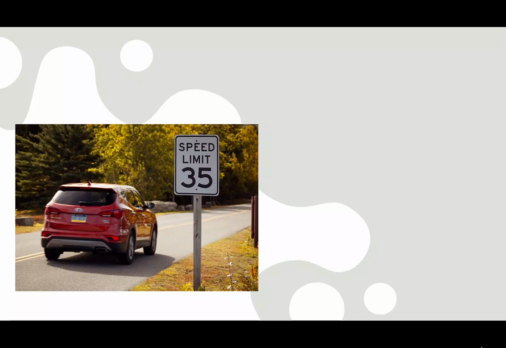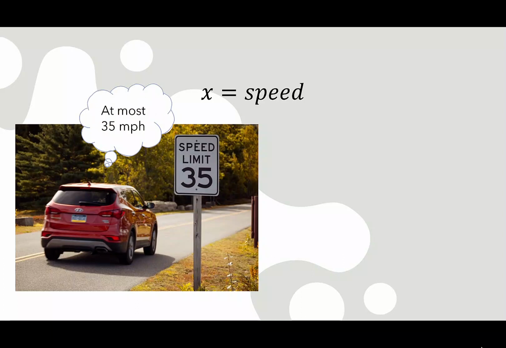When you're driving and you see a speed limit sign, we know that the sign means that you can go at most 35 miles per hour. If I use the variable x to represent my speed, then I would write that x is less than or equal to 35. We could also look at a minimum speed.